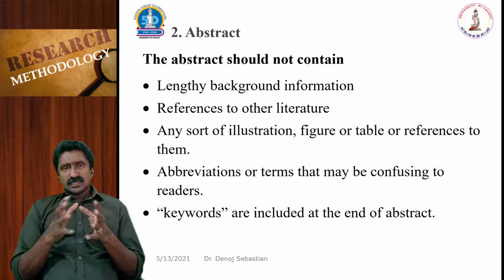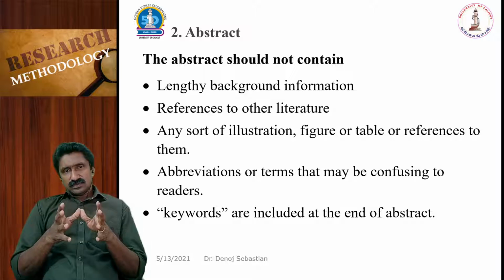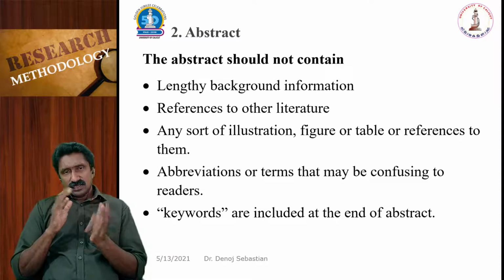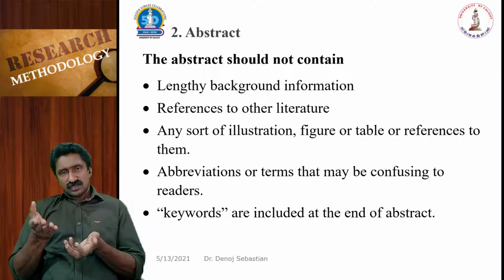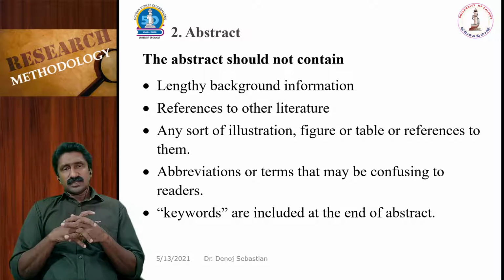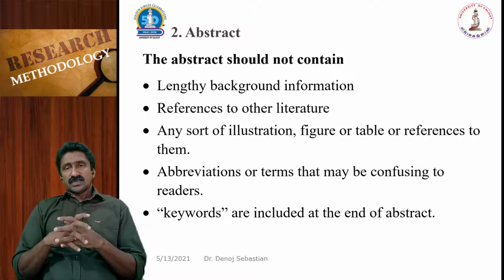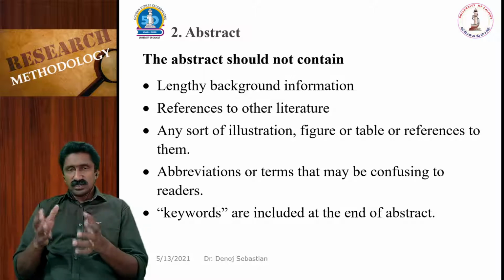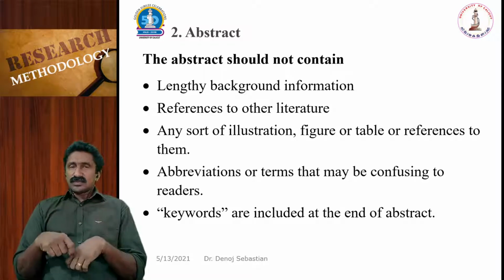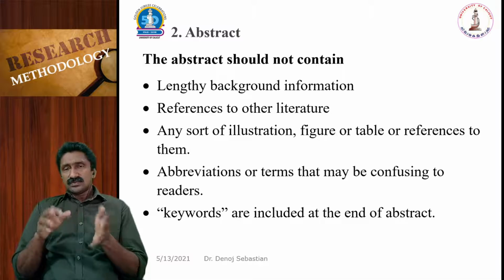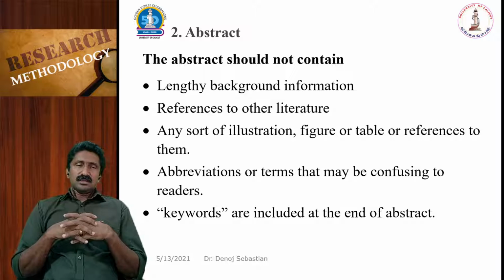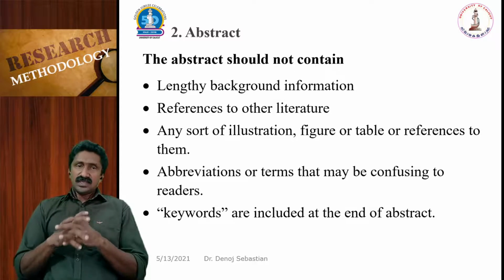It should not contain lengthy background information, references to other literature, or any illustrations, figures or tables. Abbreviations of terms may be confusing to readers because explanation is not given, so it is better not to use abbreviations. And keywords are included at the end of the abstract. Usually all the articles require at least 6 keywords that are the highlights of the paper, given at the end of the abstract.